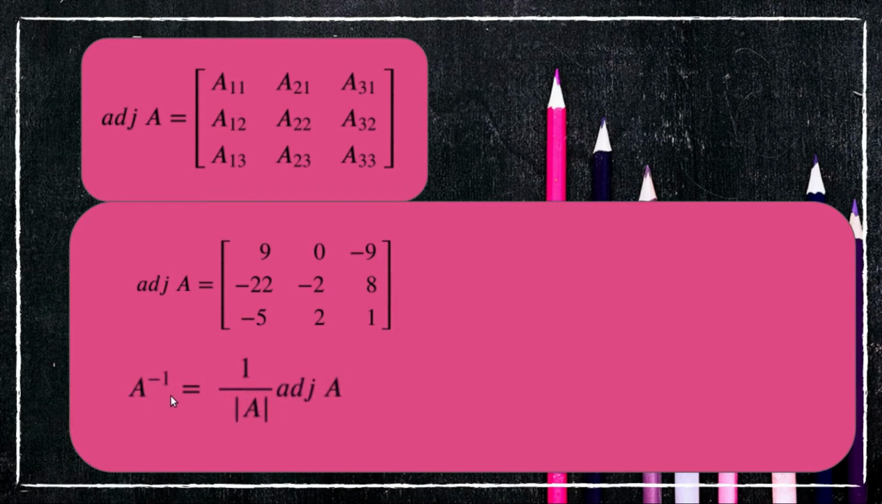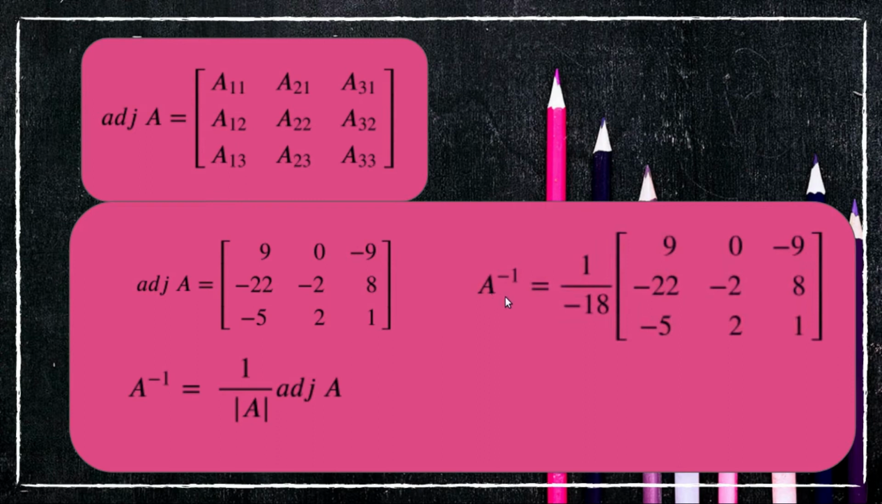Now we know that A inverse equals 1 by determinant A into adjoint A. So A inverse equals, determinant A is -18, 1 by -18 times the matrix 9, 0, -9; -22, -2, 8; -5, 2, 1.